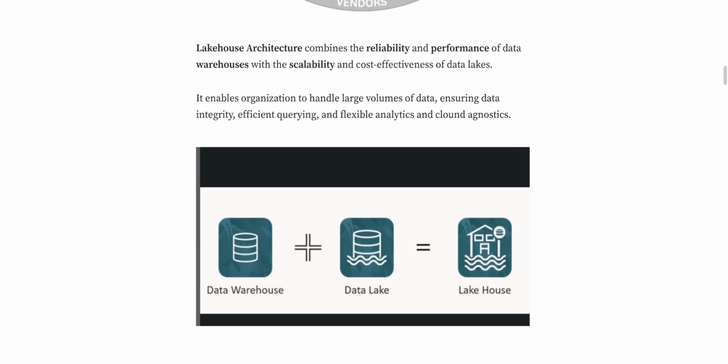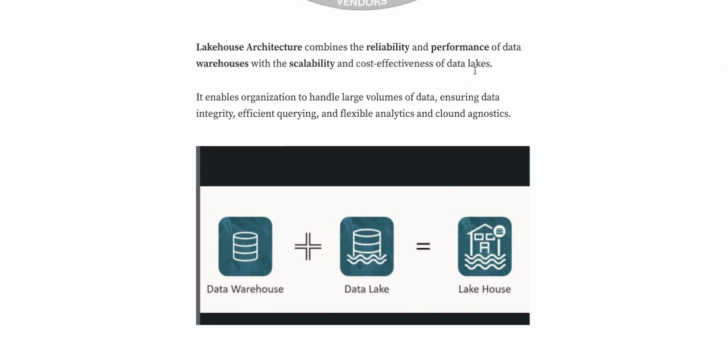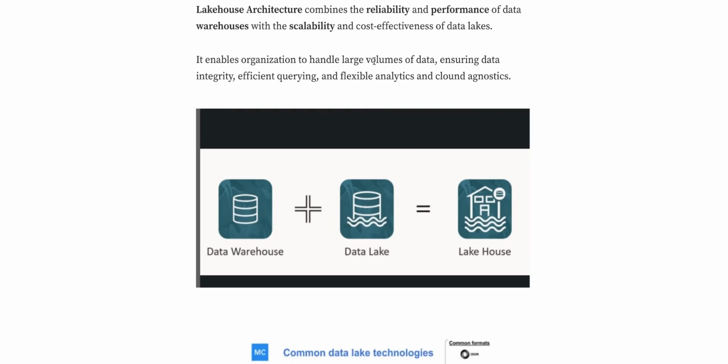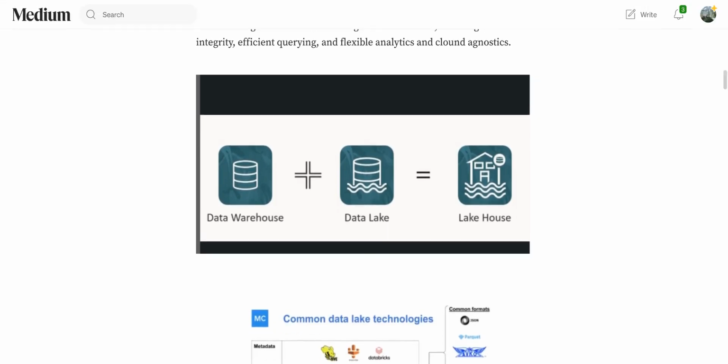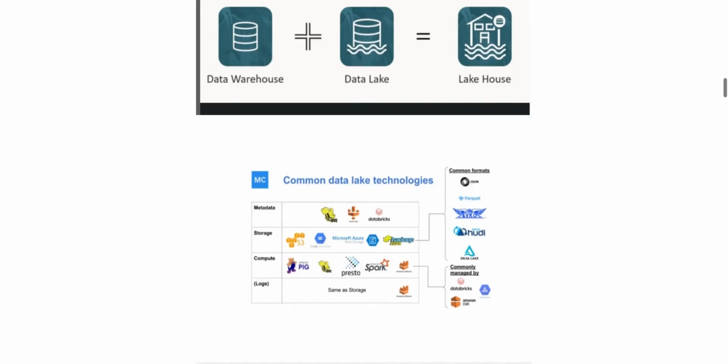So what is a lakehouse? If someone asks in a simple way, you can say data warehouse plus data lake is a lakehouse. Lakehouse architecture combines the reliability and performance of a data warehouse with the scalability and cost effectiveness of data lakes. It enables organizations to handle large volumes of data, ensuring data integrity, query efficiency, analytics flexibility, and being cloud agnostic. When I say cloud agnostic, it means the same code you are running in Google, you can run on AWS with minimal changes. There will be some configuration changes, but that's the architecture in the industry.